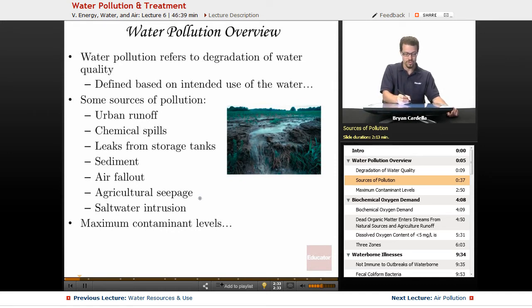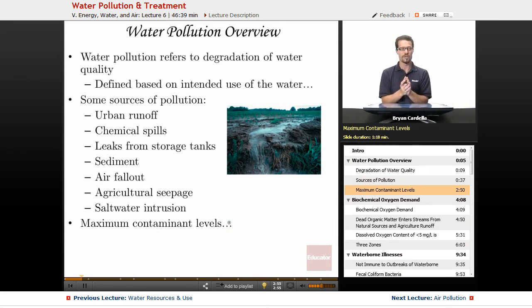And saltwater intrusion. You have cases where saltwater ends up in groundwater supplies that are adjacent to a body of salt water, whether that's a lake or ocean, and you don't want salt water ending up in your groundwater, which you'd like to be fresh. And then you have maximum contaminant levels. So depending on what the contaminant is, whether it's a heavy metal, some kind of organic compound, there's going to be different standards. And this is based on research and what is going to affect people in general.